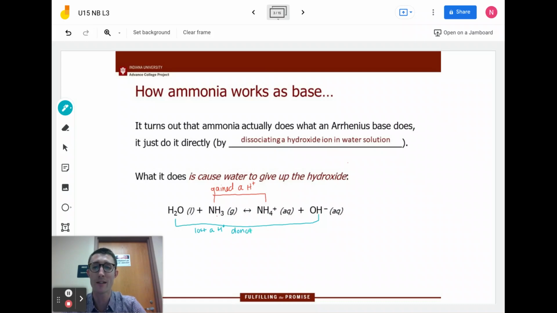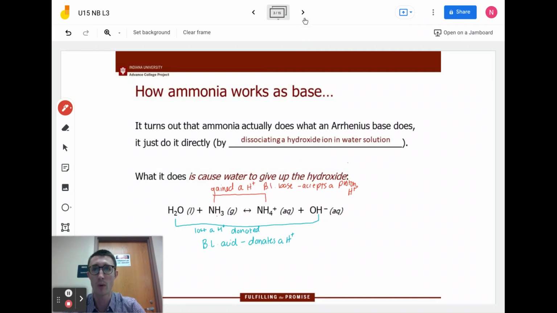Okay, and this is our definition of a Bronsted-Lowry acid: something that donates a proton. And ammonia fits our definition of a Bronsted-Lowry base. A Bronsted-Lowry base is something that accepts a proton. So remember, when we're talking about protons, we're talking about H+.